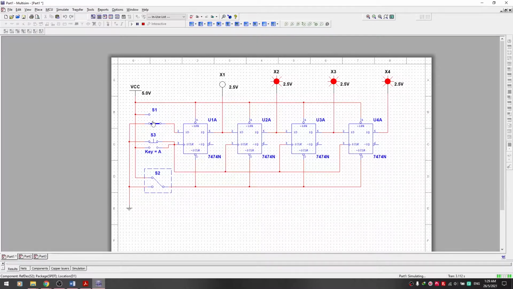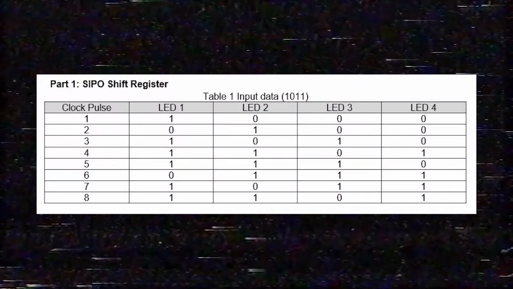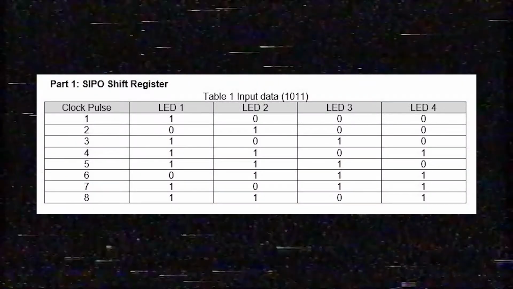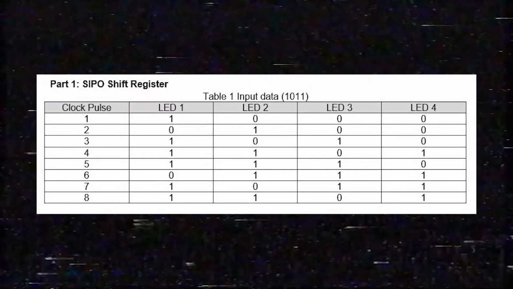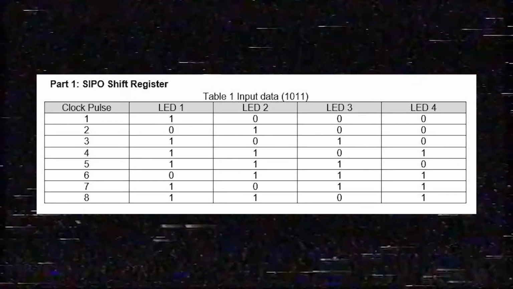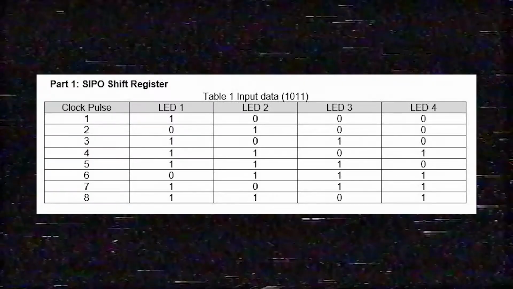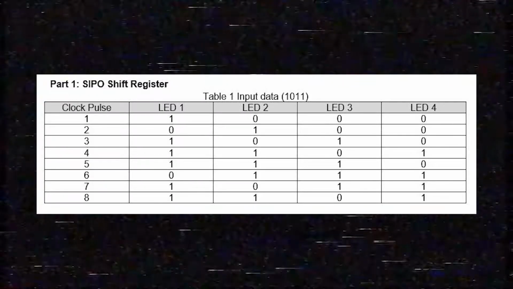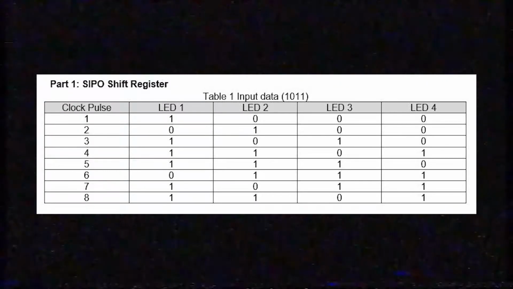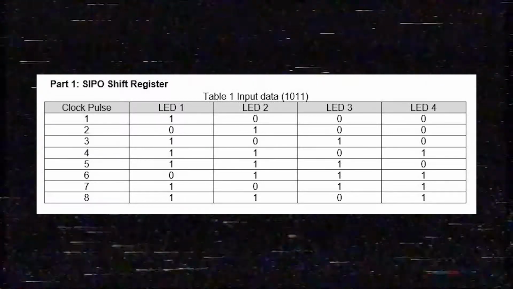The seventh will be 1, so we switch the switch back on, and then we press, and it will be 1011, and the eighth pulse will be 1101. Okay, so according to Multisim, the values match the data that we have input. This is our table for the input data. Okay, that's it for part 1.